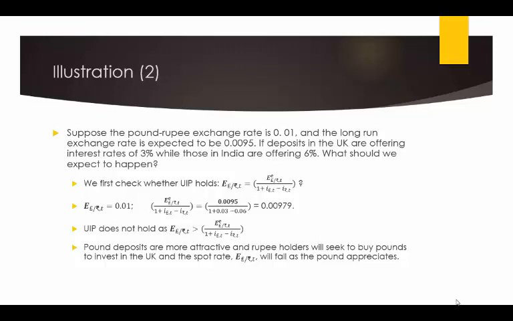This makes pound deposits very attractive, and holders of the rupee will seek instead to invest in the United Kingdom rather than in India. This will lead to a demand for pounds and cause the pound to appreciate so that the spot pound-rupee rate falls until UIP is restored.